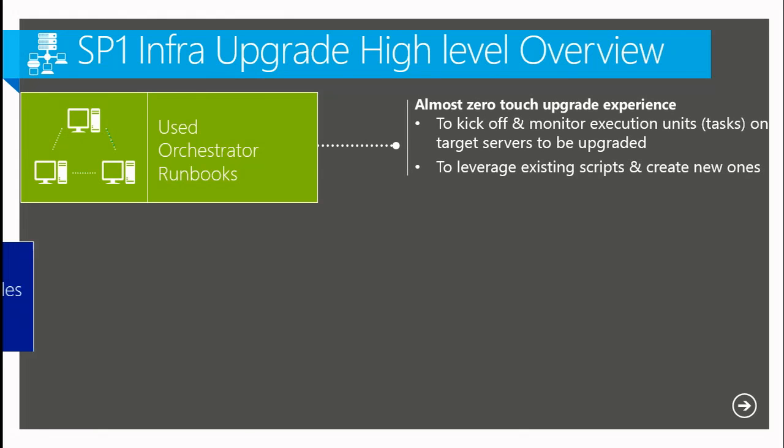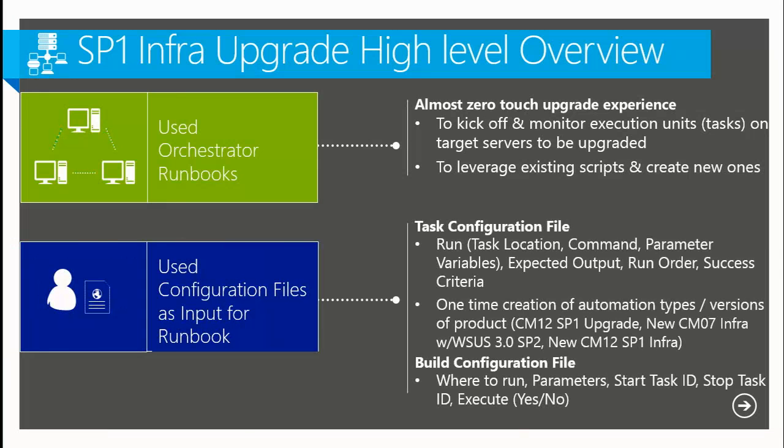Another high-level overview of this solution. As I mentioned, the first thing is the orchestrator runbook, which is the task engine overall, basically how to do the execution. You kick off the runbook and it's done. The second part is the configuration file, which has 2 things. One is a task configuration file, and the bottom one is the build configuration file. It will be much easier when you see the demo.